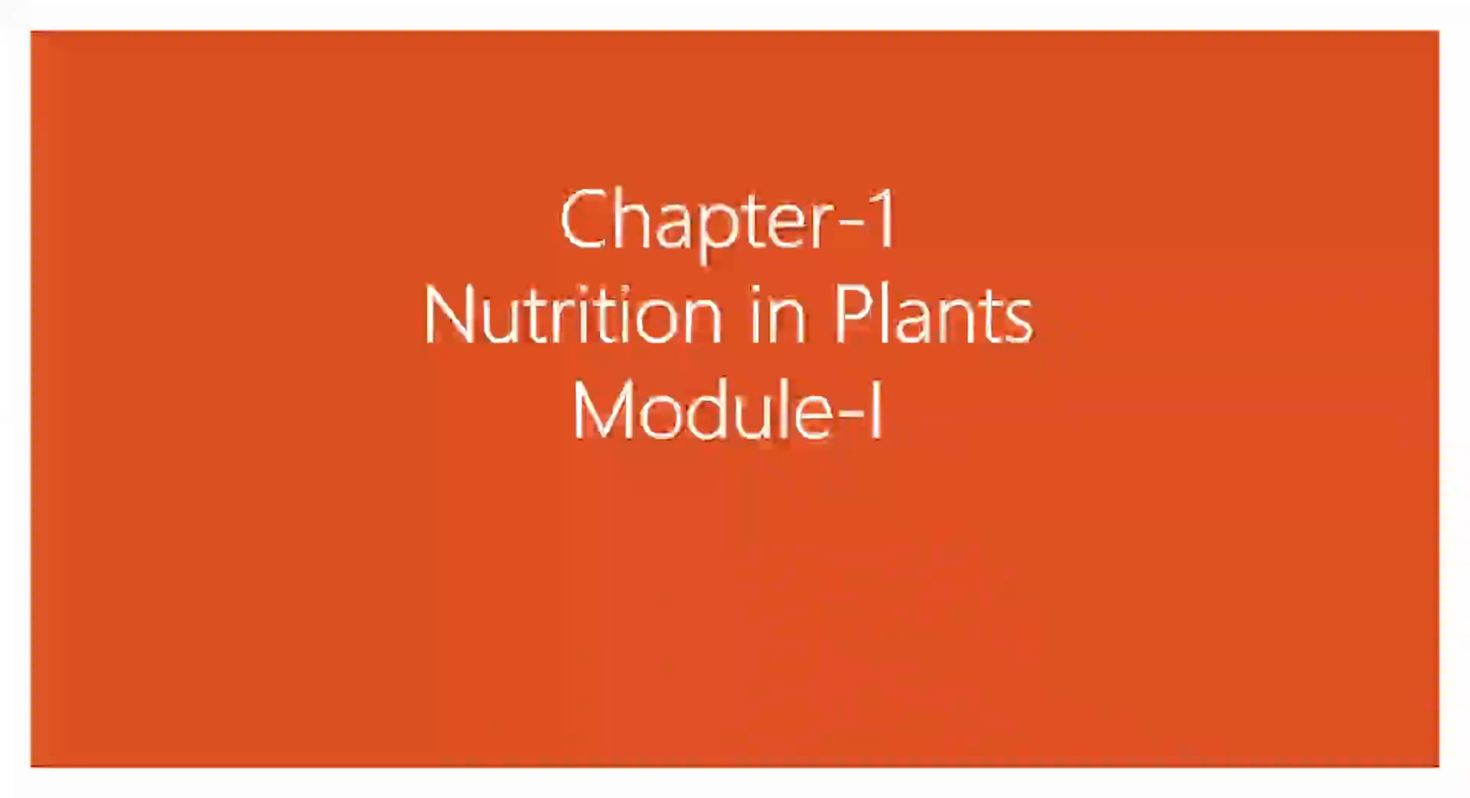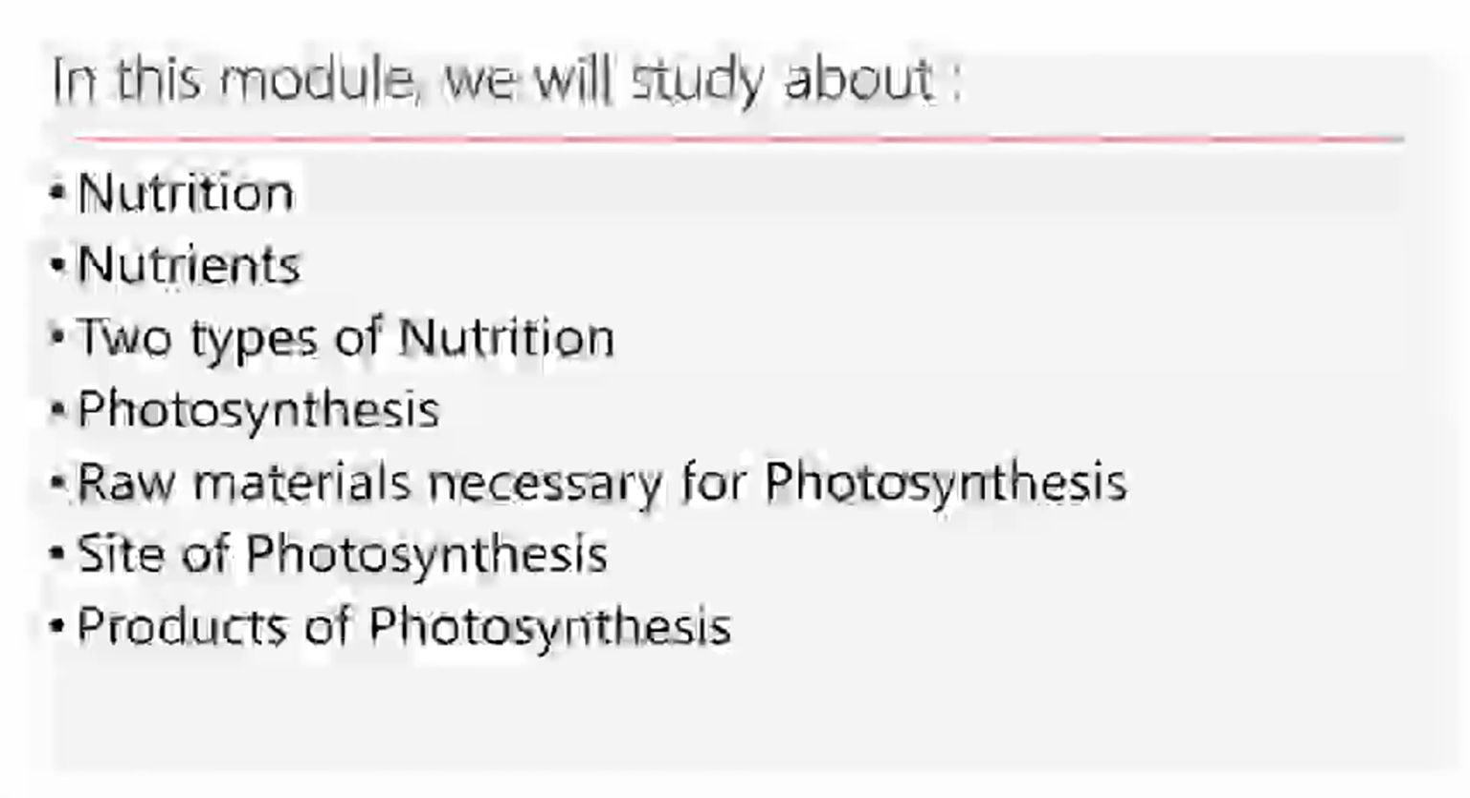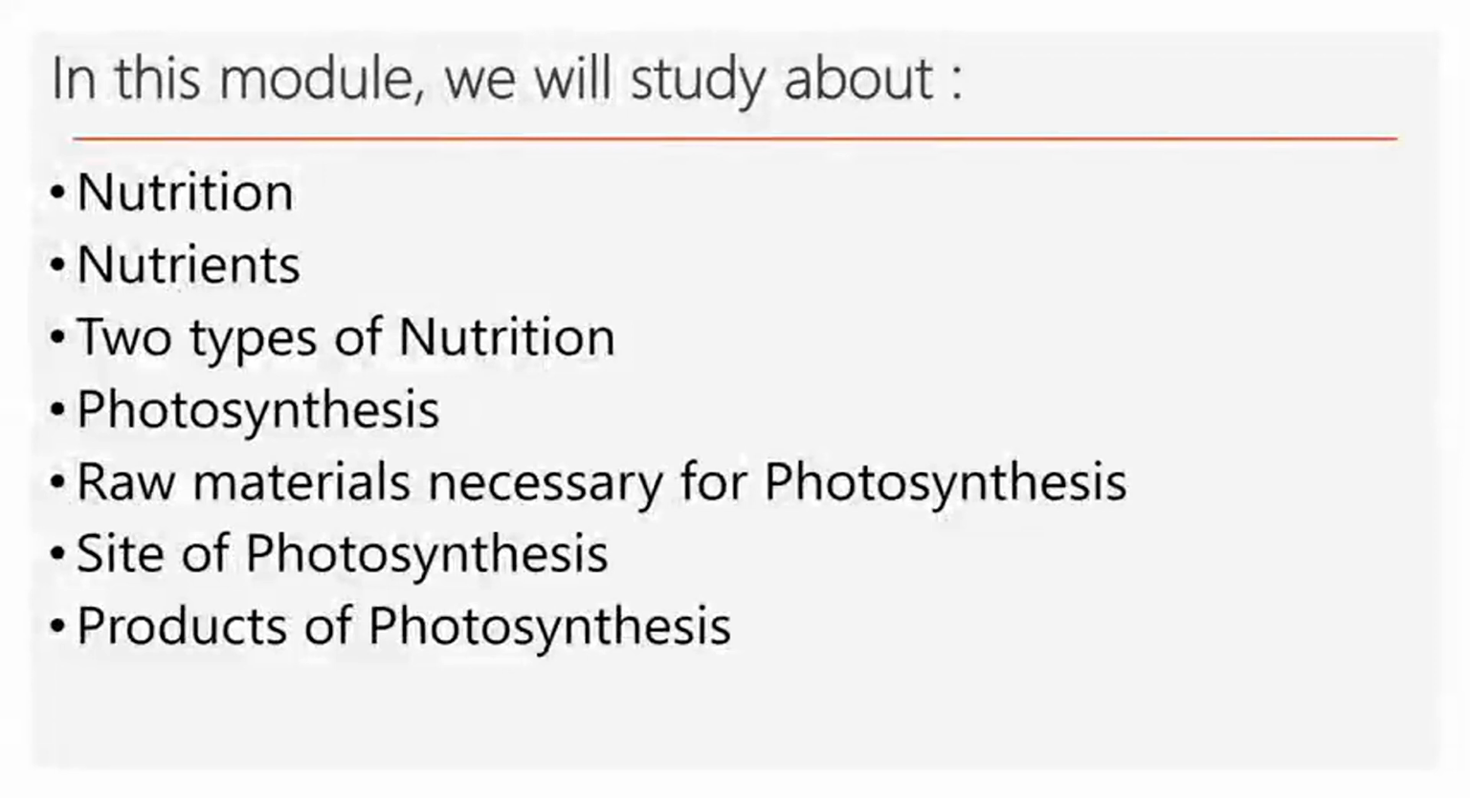We will study Chapter 1, Nutrition in Plants. In this module, we will study what is nutrition, what is a nutrient, what are the types of nutrition, what do you mean by photosynthesis, what are the various raw materials required for photosynthesis, what is the site of photosynthesis, and ultimately, what are the products of photosynthesis?